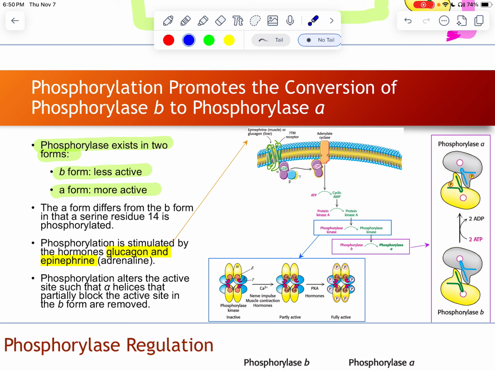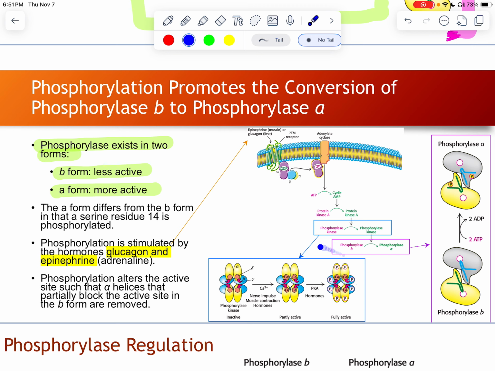But first, I just want to review everything we just talked about, because there are several steps, right? The A form and B form differ just by that phosphorylation, which is added to a serine residue. We already said that phosphorylation is stimulated by hormones, glucagon or epinephrine. So that's up here, right on the outside of that membrane. They're binding, they're setting off our G protein, which activates the adenylate cyclase, which makes cyclic AMP, which activates protein kinase A, which activates our phosphorylase kinase.